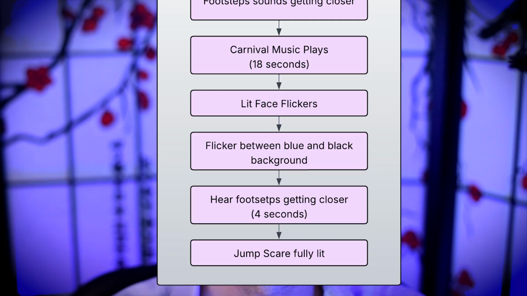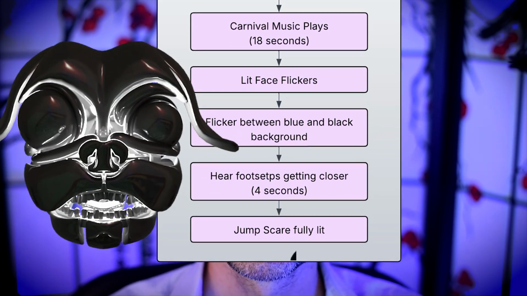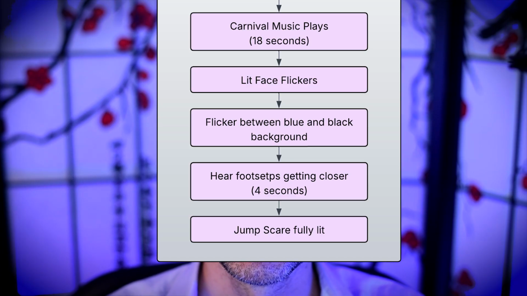While the carnival music plays, we get that face to flicker back and forth. Once that's all over, we go from that dark blue to a completely pitch black image. We then hear the footsteps again, getting closer and closer to the player, with a small pause, and then finally we trigger a jump scare.